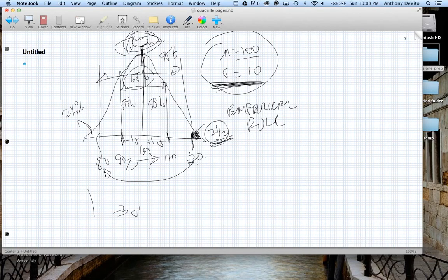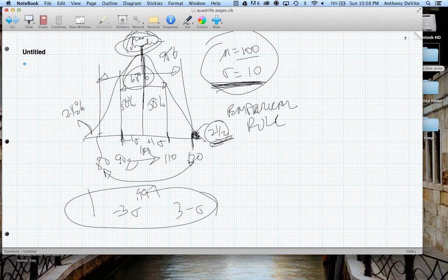Now Leonardo, I think you're thinking of 3 standard deviations below and 3 standard deviations above. That would be 99.7, right? So that would represent 3 standard deviations above and below.